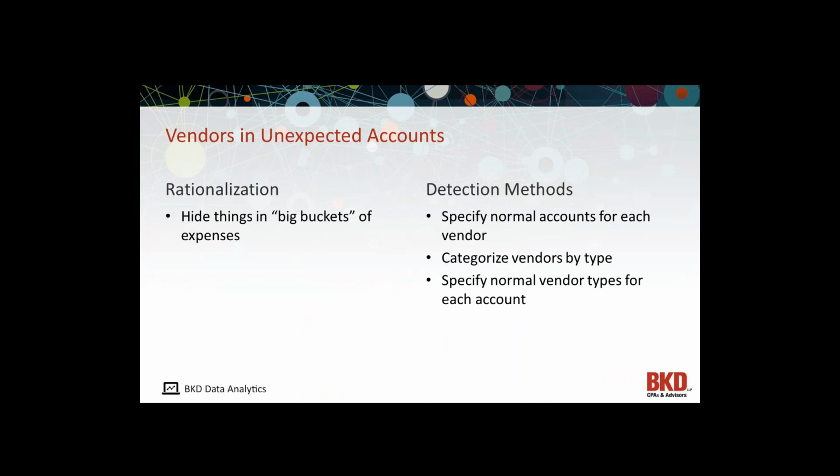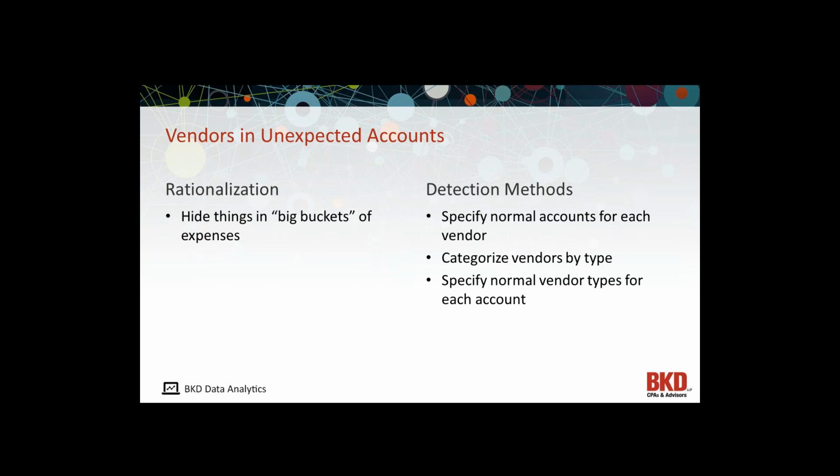The other item that I'd encourage you to look at on the expense side is looking for vendors in unexpected accounts or accounts with unexpected vendors. It kind of goes both ways, and really what this is for is looking for somebody that's trying to hide transactions in a bigger bucket of expenses. And as I mentioned, if you have Foreign Corrupt Practices Act or UK Bribery Act compliance issues, this can be very important, as you do have your compliance sensitive accounts.